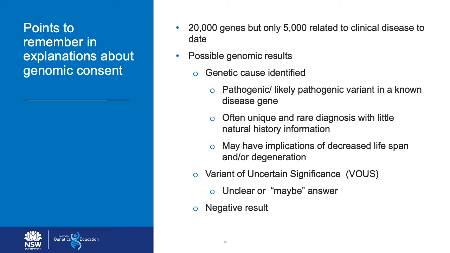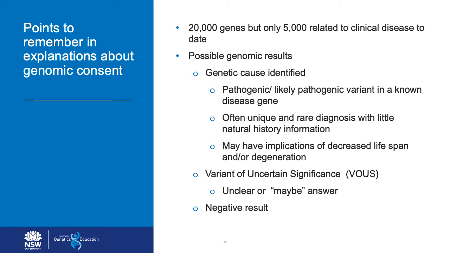The second point to explain is the possible outcomes of genomic test results. Firstly, a genetic cause may be identified. This means that a likely pathogenic variant in a known disease gene has been found. If a genetic diagnosis is identified, this diagnosis may be unique and rare with little natural history information for the child in the future. In addition, genetic diagnoses may have implications in terms of decreased lifespan or degeneration.